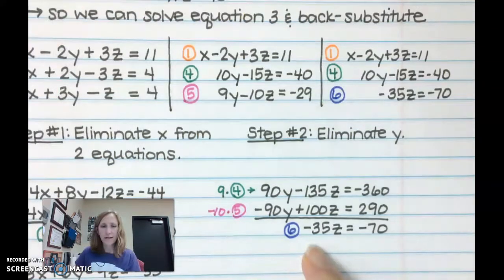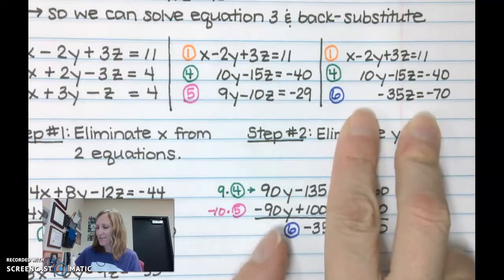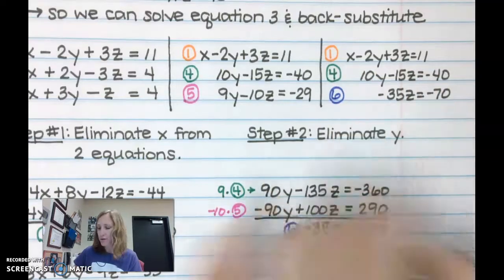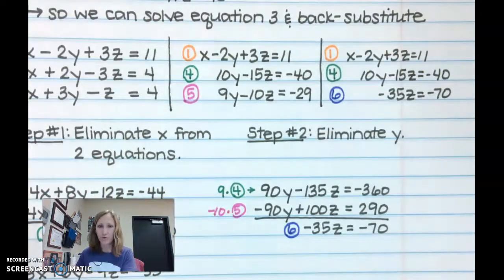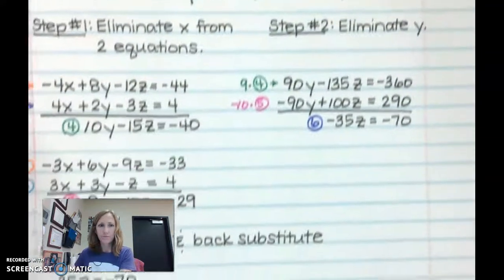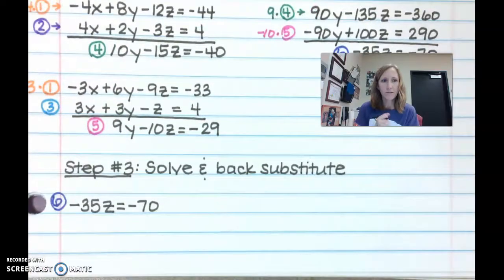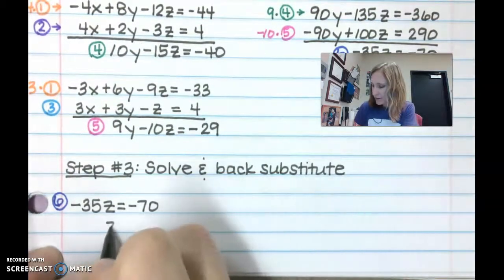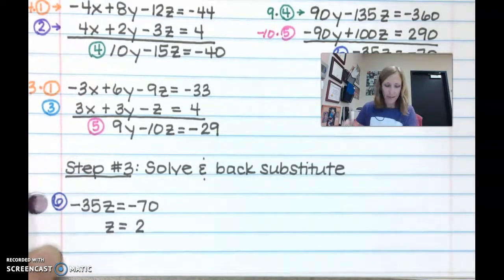So my new equation now that has only the variable z in it, I'm labeling equation 6. And so if I replace that then in my original system, I now have it in that form that we were looking for. So I'm ready to solve that equation and then back substitute to find my ordered triple. So equation number 6 had only one variable in it, so if we go ahead and solve here, we find that z has a value of 2, and now we're going to back substitute.